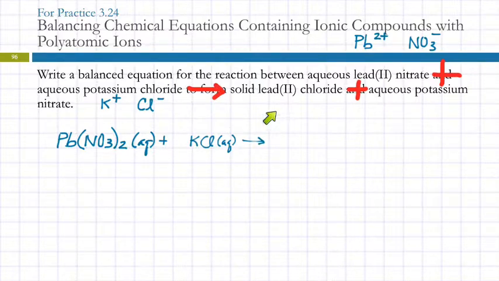And here I've got lead-2 chloride, so that's that Pb2 plus again, and the Cl minus. So I need 2 of the chlorides to balance the charge on the lead. I'm going to get PbCl2. Because this is just a single element, not a polyatomic ion, I don't need parentheses. And this word solid tells me it's a solid, so I put (s) in parentheses after it. And then aqueous, here I've got potassium and nitrate.